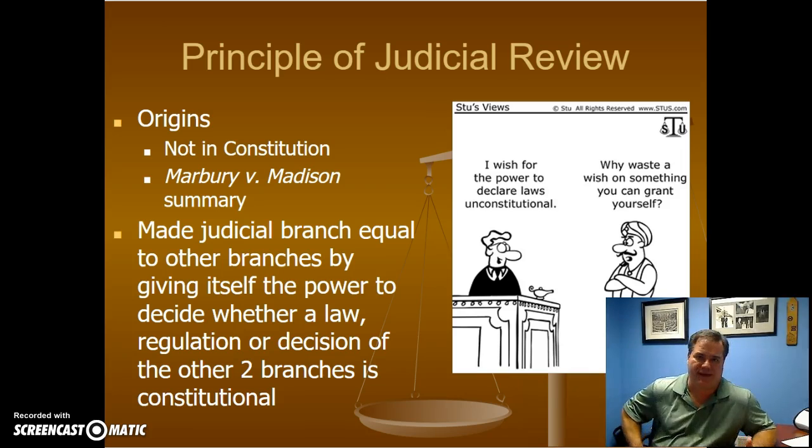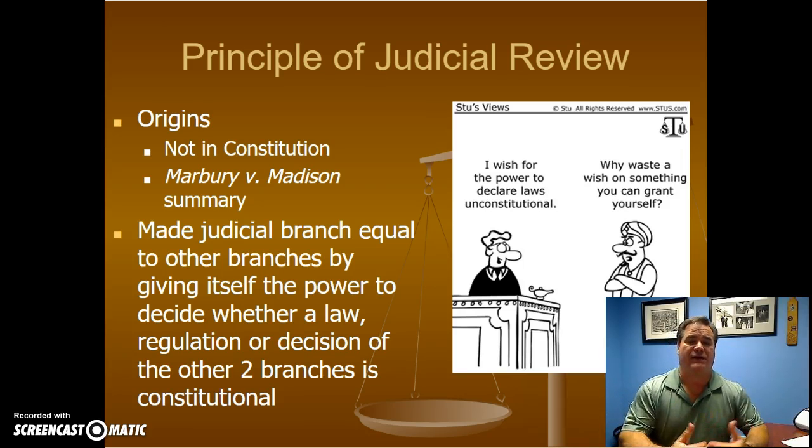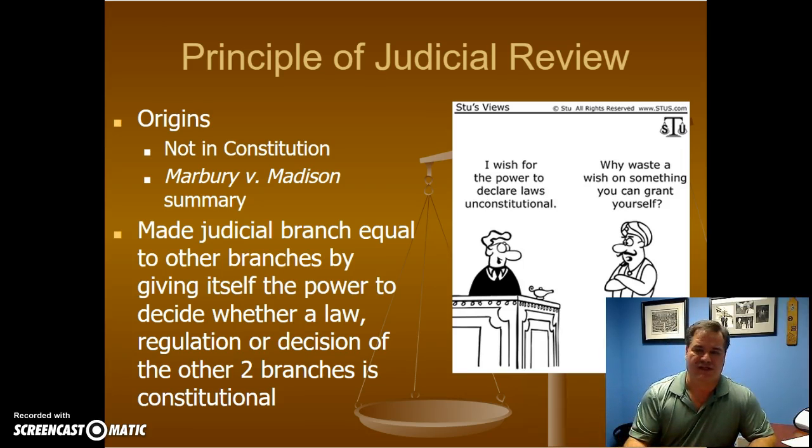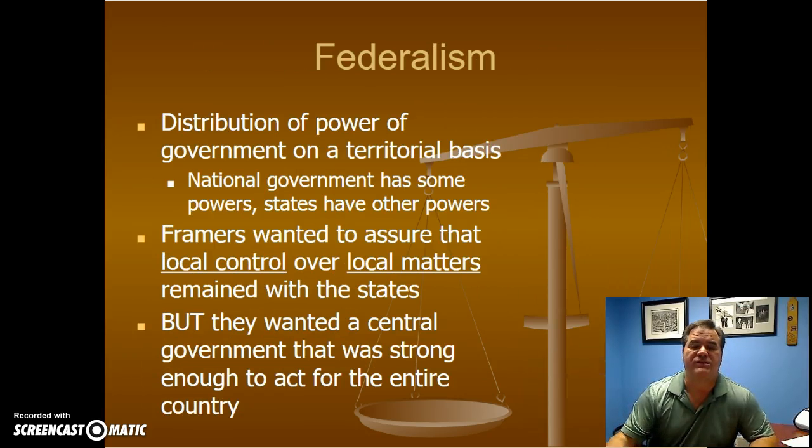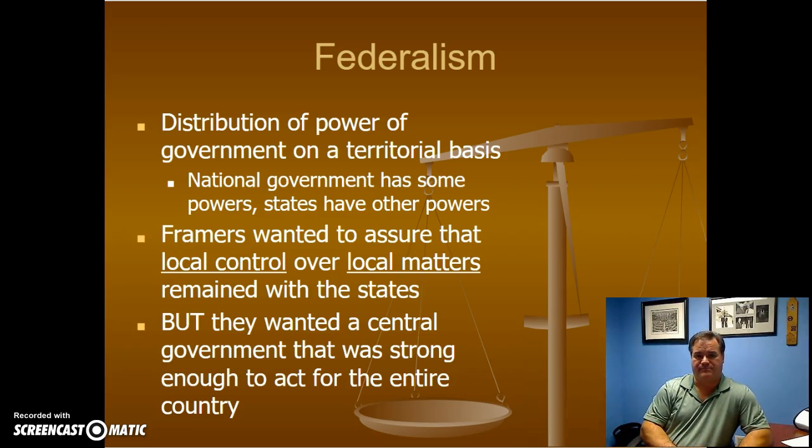The principle that is derived from Marbury versus Madison was that it made the judicial branch co-equal to the other branches. It gave them the power to decide whether a law or regulation or decision of the other two branches was constitutional or not. If it was violative of the Constitution, then it wouldn't be a lawful or constitutional law or regulation, and would be struck down. Which brings us to the final principle, that of federalism.